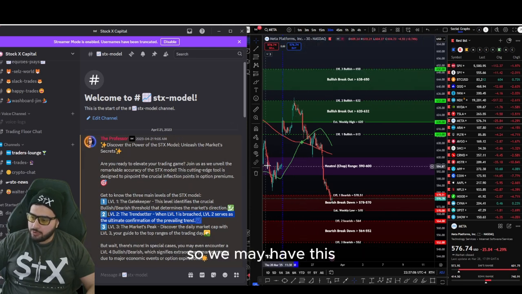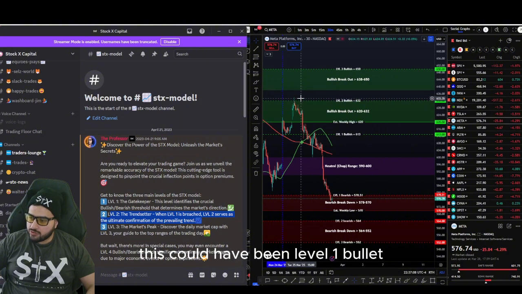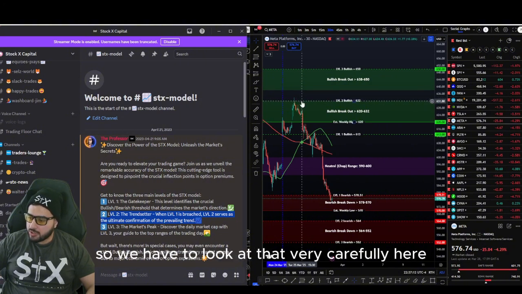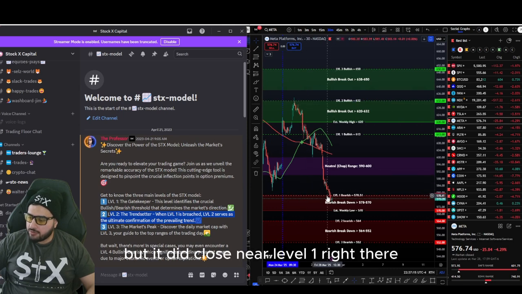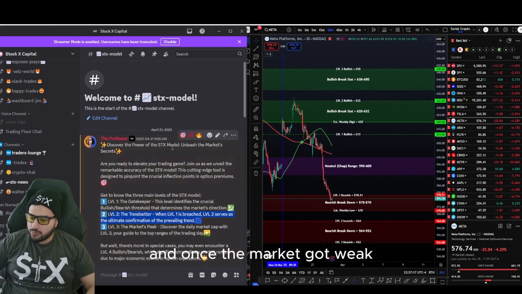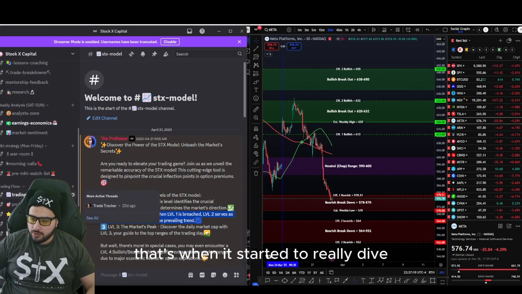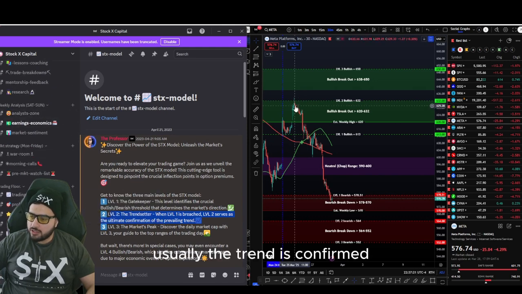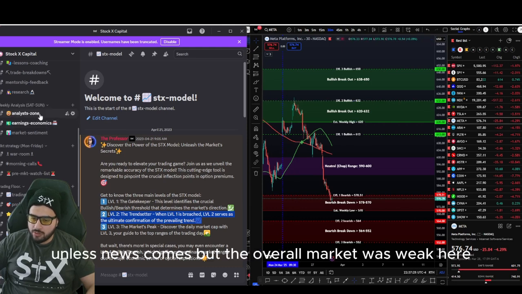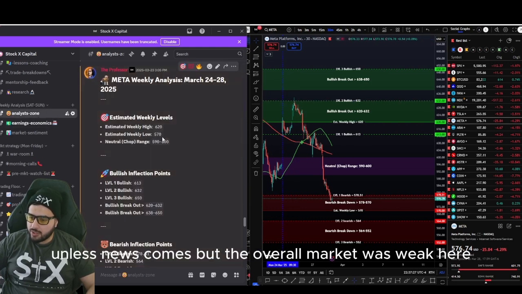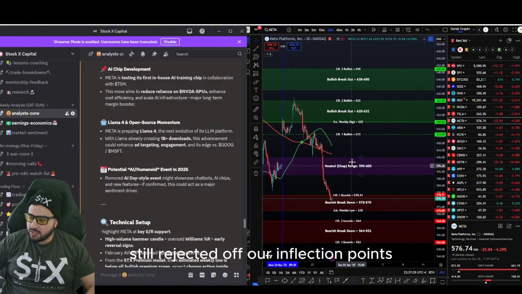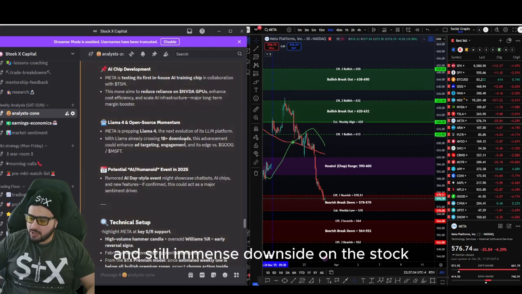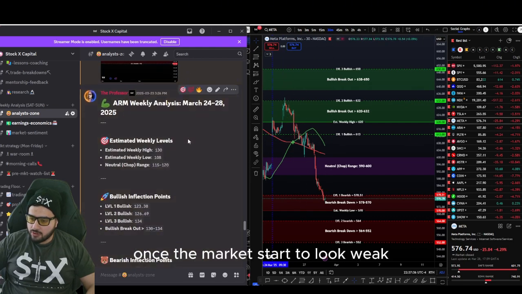So this could have been level 1 bullish. So we have to look at that very carefully here. But it did close near level 1 right there. And once the market got weak, that's when it started to really dive. Usually the trend is confirmed to the upside when it hits level 2 unless news comes, but the overall market was weak here. So interesting to see that. Still rejected off our inflection points, and still immense downside on the stock once the market started to look weak.